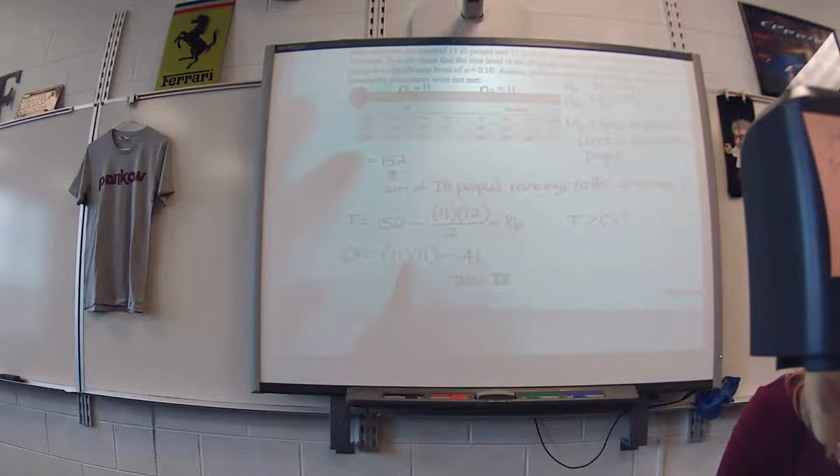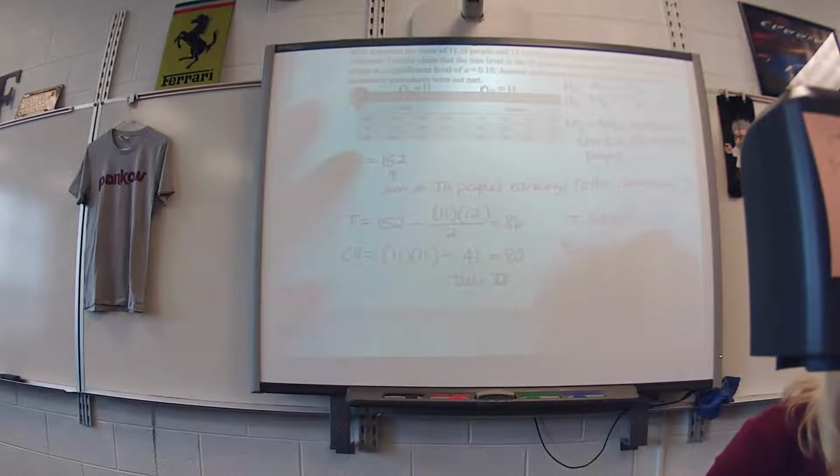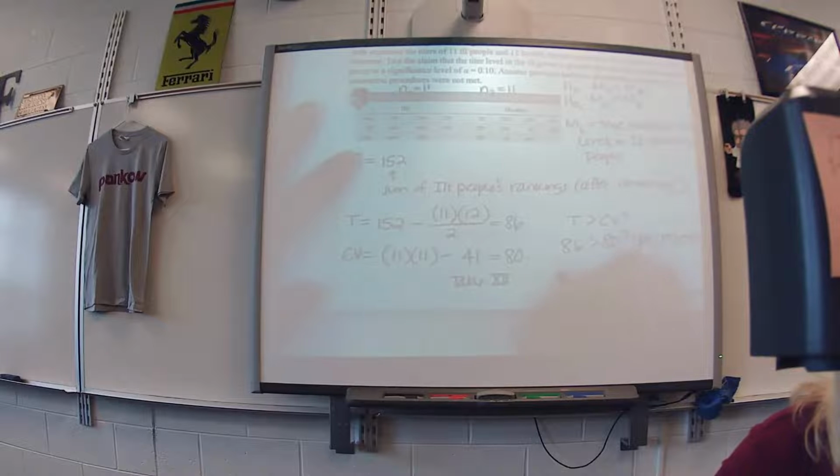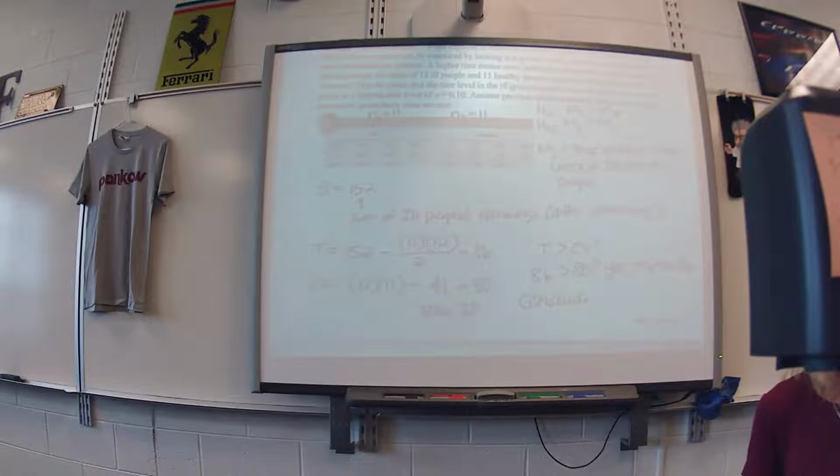So this is 121 minus 41, which is 80. That's your critical value. So is 86 greater than 80? Yes, so we will reject the null hypothesis, and we could make our formal conclusion that we do in fact have sufficient evidence to reject the claim that there's no difference between the titer level in the ill versus the healthy people, in favor of antibodies are more highly present in the people who are sick.